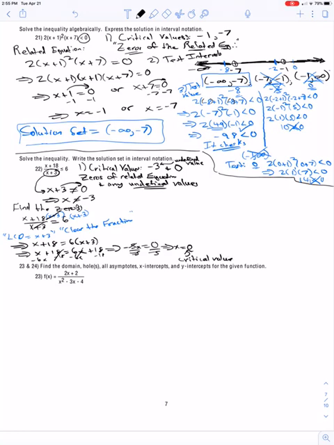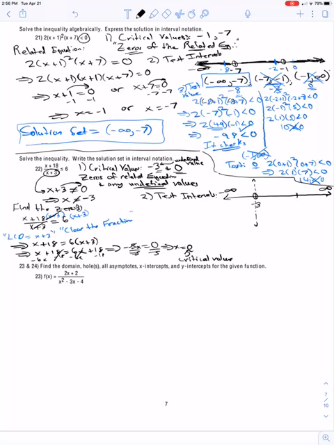So let's go ahead and set up our test intervals. Now that we have our critical values, we're ready to move on to the test intervals and figure out what our solution set is going to be. So let's go ahead and build our x line. All real numbers x, negative infinity to positive infinity. We've got two critical values. We've got negative 3. And if you were looking at that graphically, that would be a vertical asymptote. That's an undefined value, so we're not going to include that number.